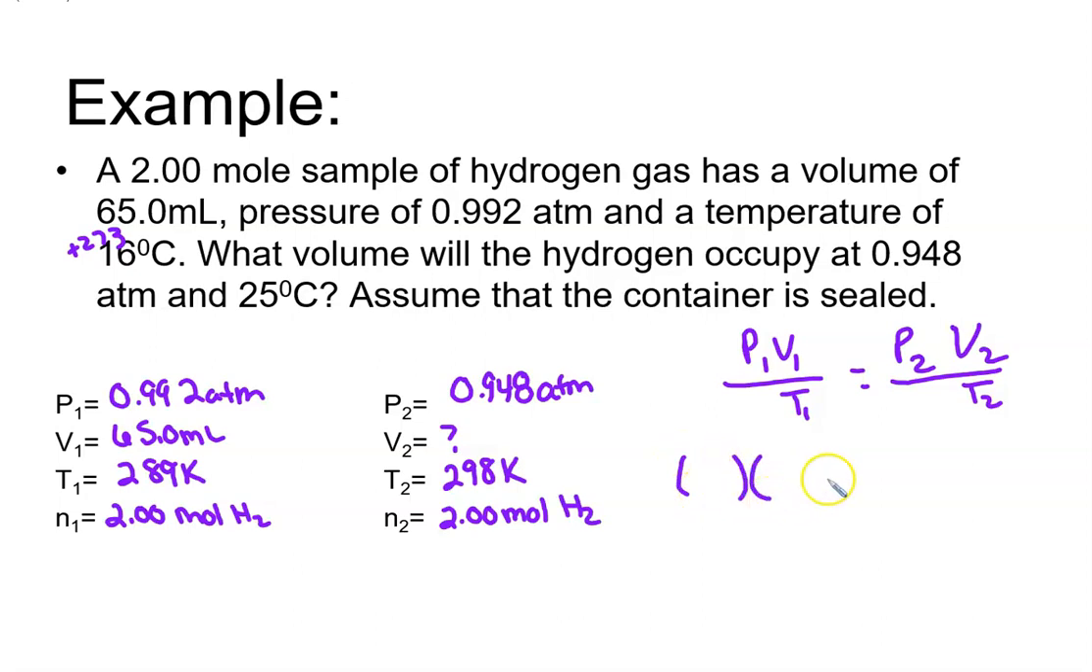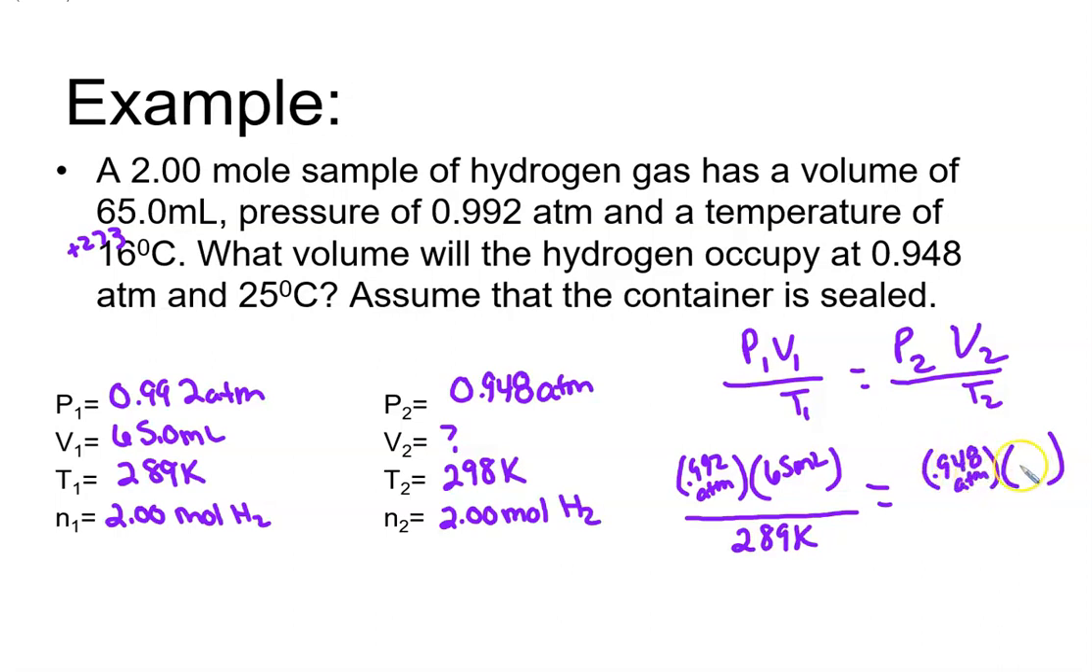All right, so here we go. We're just going to fill in some numbers here. So our pressure was 0.992 atmospheres, our volume was 65 milliliters, and our beginning temperature was 289 Kelvin. All right, our P2 was 0.948 atmospheres. Our volume is, we don't know. That's our X. If you prefer X, use X. And then we got 298.